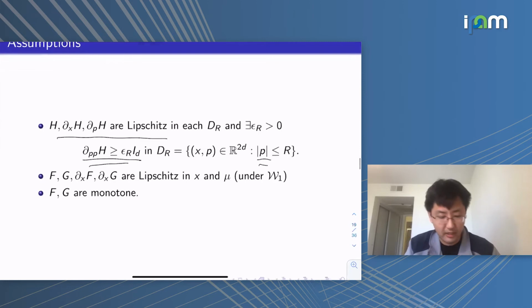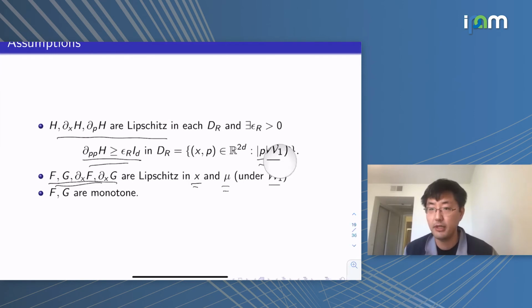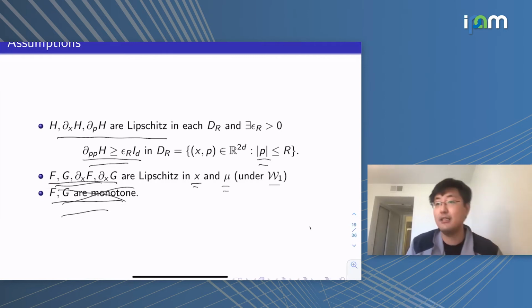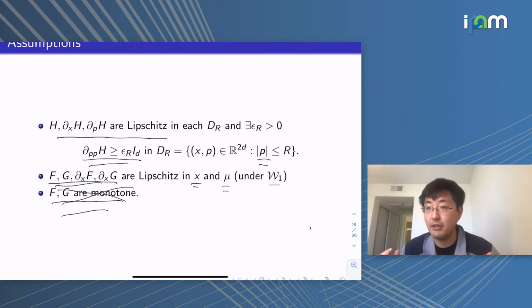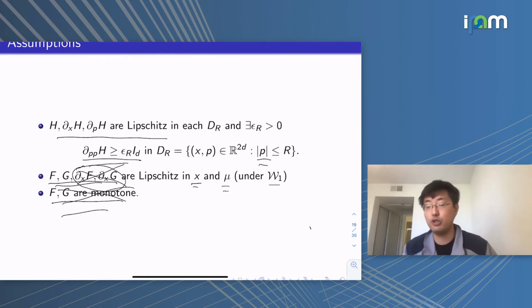And this is the assumption we make for f and g. So partial x f and partial x g are Lipschitz in x and the mu variable. For mu, we use the one-Wasserstein metric, okay? And here we assume f and g are monotone to get an arbitrarily long time result, okay? But we can remove that to study the local result. We can still define weak solutions and show well-posedness. And for the local result, we don't even need to assume these two. We just need to assume f and g are Lipschitz in the x and mu variables.